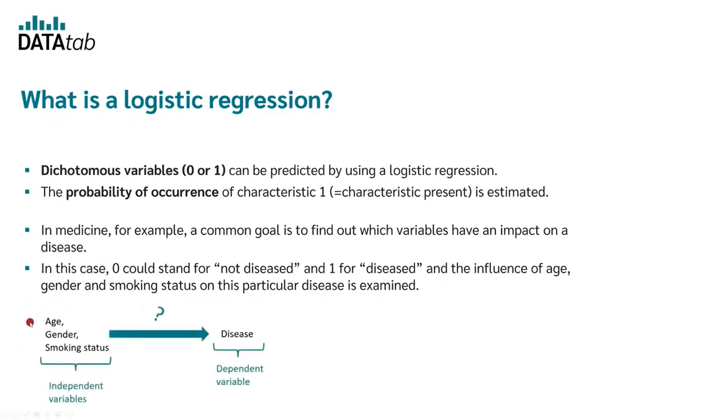So we have our independent variables age, gender, and smoking status, and we use these three variables in order to predict whether a person is likely to get a certain disease or not. So the dependent variable is, will the person get a disease or not?